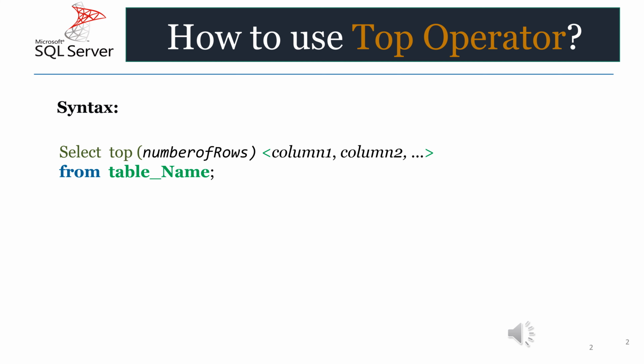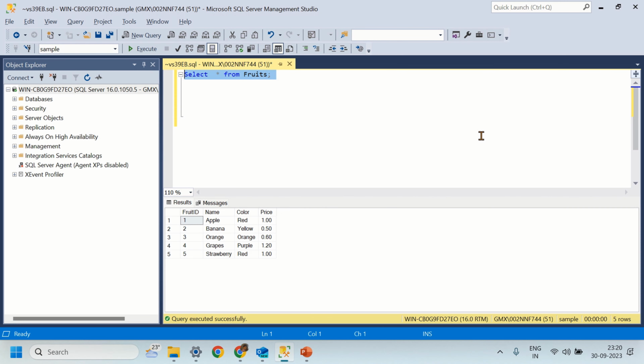So what is the syntax here? SELECT TOP number of rows, column FROM table name. Here I will explain how to use the TOP operator in SQL.